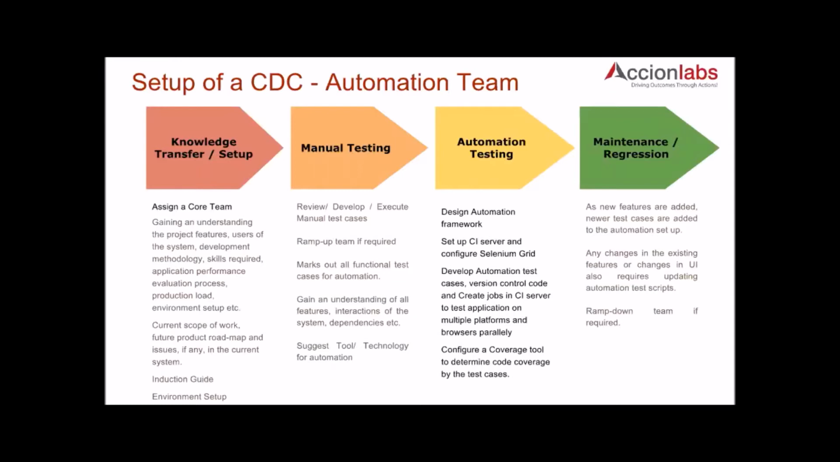Once the knowledge transfer has happened, the next step is always manual testing. You cannot jump to automation. Automation is always the next step. You have to first test the application manually, or at least document your test cases, in manual, or in simple English words. How you execute them is a different case. You have to first at least document your test cases. That is also part of manual testing per se. The next step is automation. And of course, the last step is maintenance and regression.